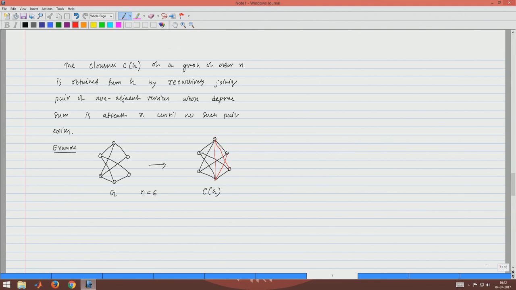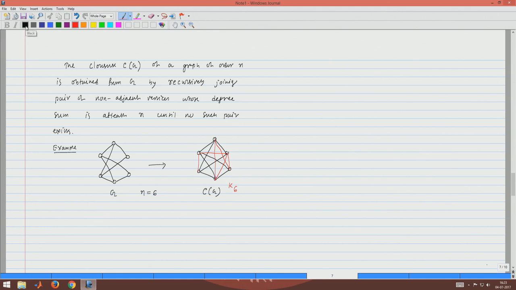What about these two vertices? This is of degree 3, this is of degree 3 now. So, I can add an edge between them. This is of degree 4, this is of degree 3. So, the degree sum is 7, I can add an edge here. This is of degree 3, this is of degree 4. So, degree sum is 7, greater than or equal to 6. So, I can add an edge. Now this graph has become a complete graph, I believe. So, this is a complete graph with 6 vertices. This is the closure of this graph.